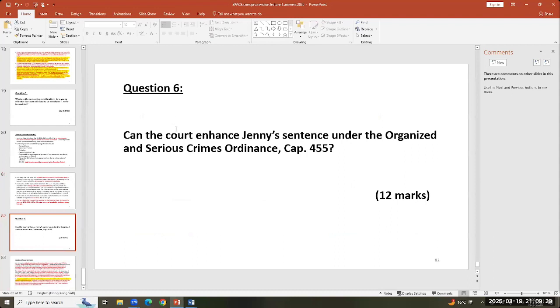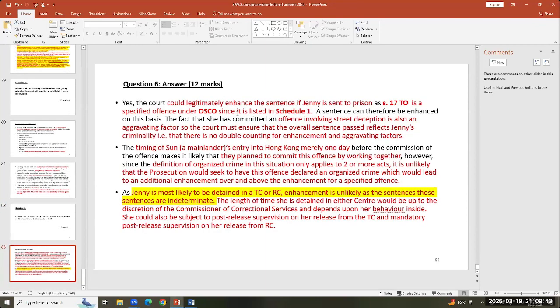And then the last part, can the court enhance Jenny's sentence under OSCO? So I set out relevant provisions of OSCO for you in your notes for Lecture 6 in quite some detail. But if we look at Schedule 1, which again, I copied and pasted out for you, Section 17 is a specified offense, which means that the sentence can be enhanced under OSCO.